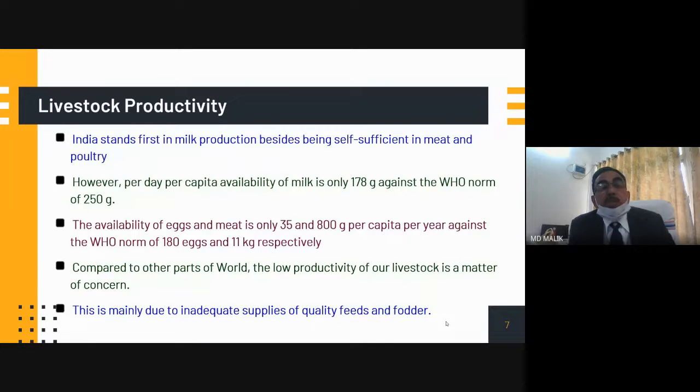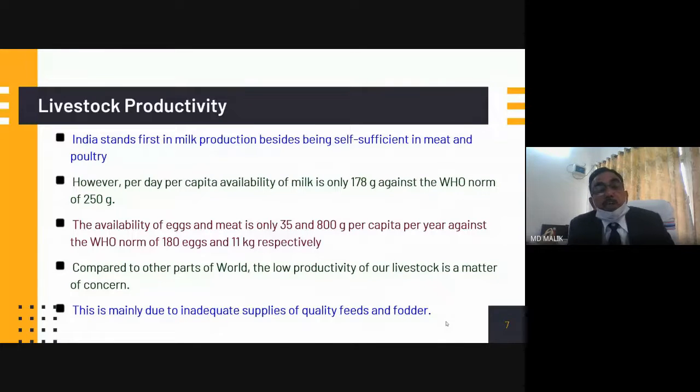So we have to think about how we can increase these things and include them in the farming system. For that, all the resources have to be generated and incorporated, so that production can be met as per the demand, and we can even export also.